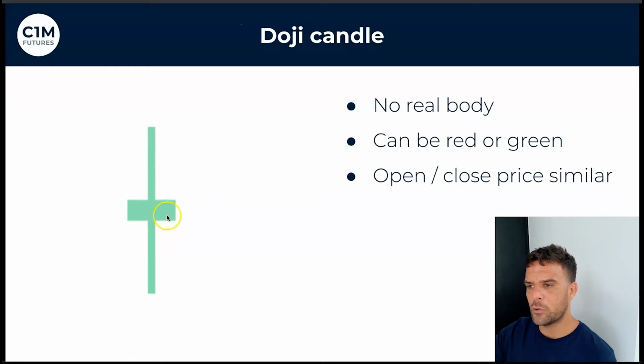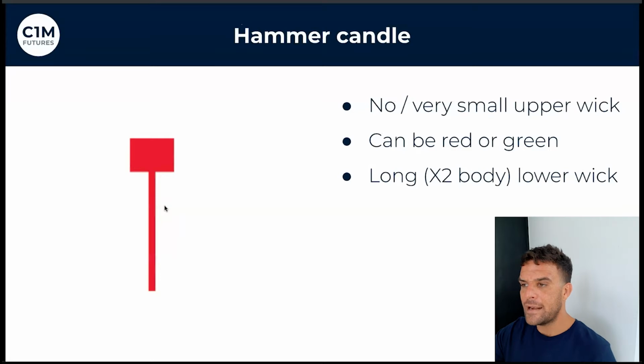So a Doji candle doesn't really have a body. As you can see here, it's very small. This therefore means that the opening and closing price are very, very similar. It can be green or red because the opening and closing price are similar. There's not much price action. There can be a lot of movement up or down, but for the opening and closing price of that candle, it's very, very similar.